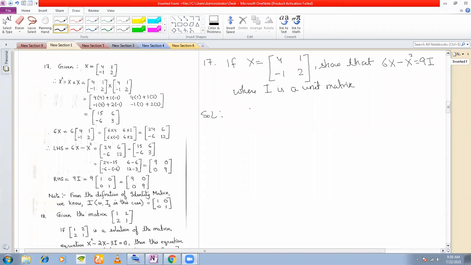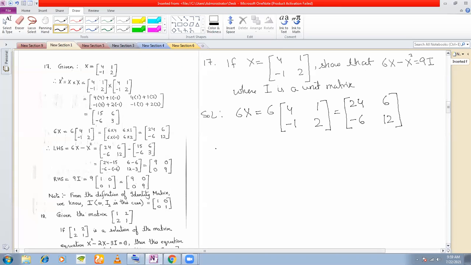So let us start with this problem. You need to show that 6x minus x square is equal to 9i, given the matrix X. Let's first find out 6x. 6x is equal to 6 into the matrix, and now you multiply everything. 6 into 4, 24. 6 into 1, 6. 6 into minus 1, minus 6. And 6 into 2 will give you 12.